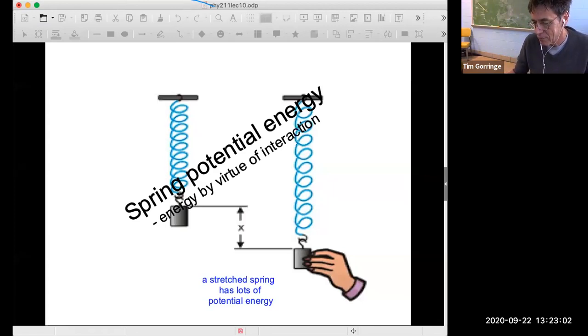Spring potential energy. This is another type of energy associated with an interaction, another type of energy by virtue of an interaction. If you stretch a spring or compress a spring, you're interacting with the spring, and that interaction has an associated spring potential energy. And you probably know, if you stretch or compress a spring a lot, that spring is storing and able to release a large amount of energy. So springs, like gravity, involve interactions, gravitational interactions, spring interactions, and they store energy and can release energy.